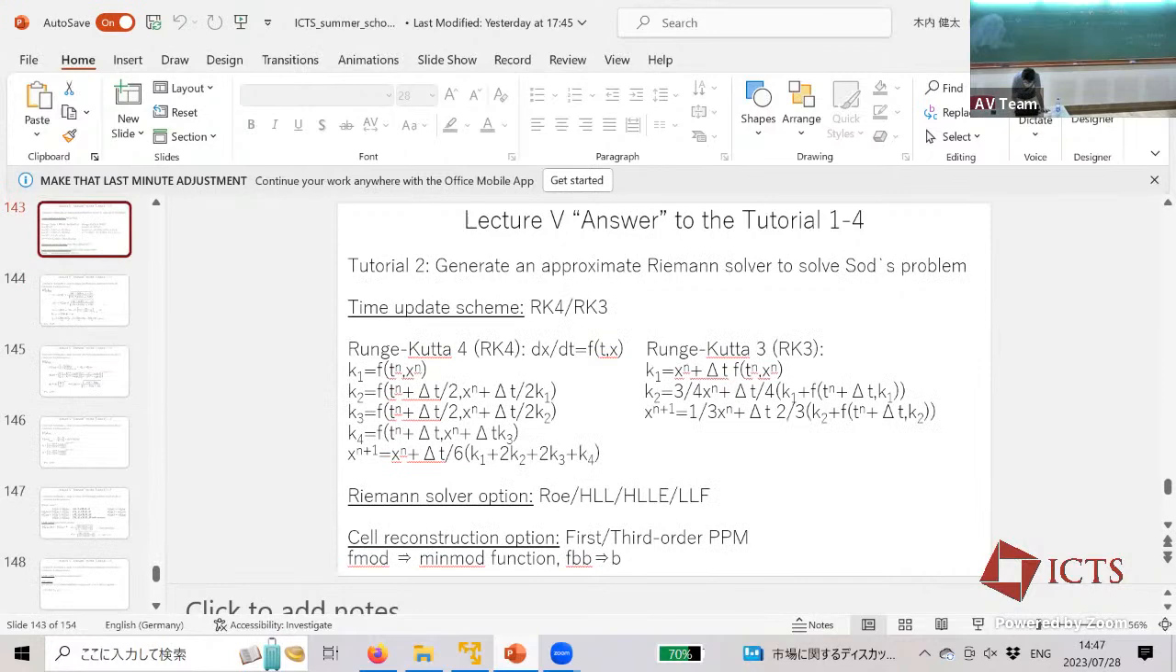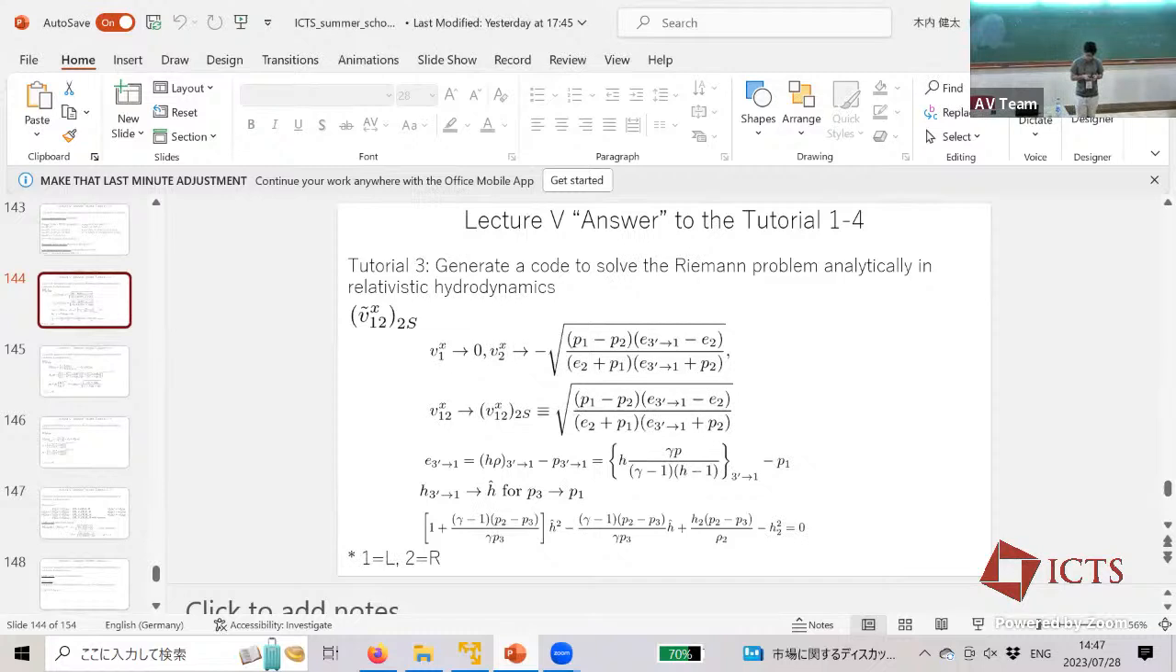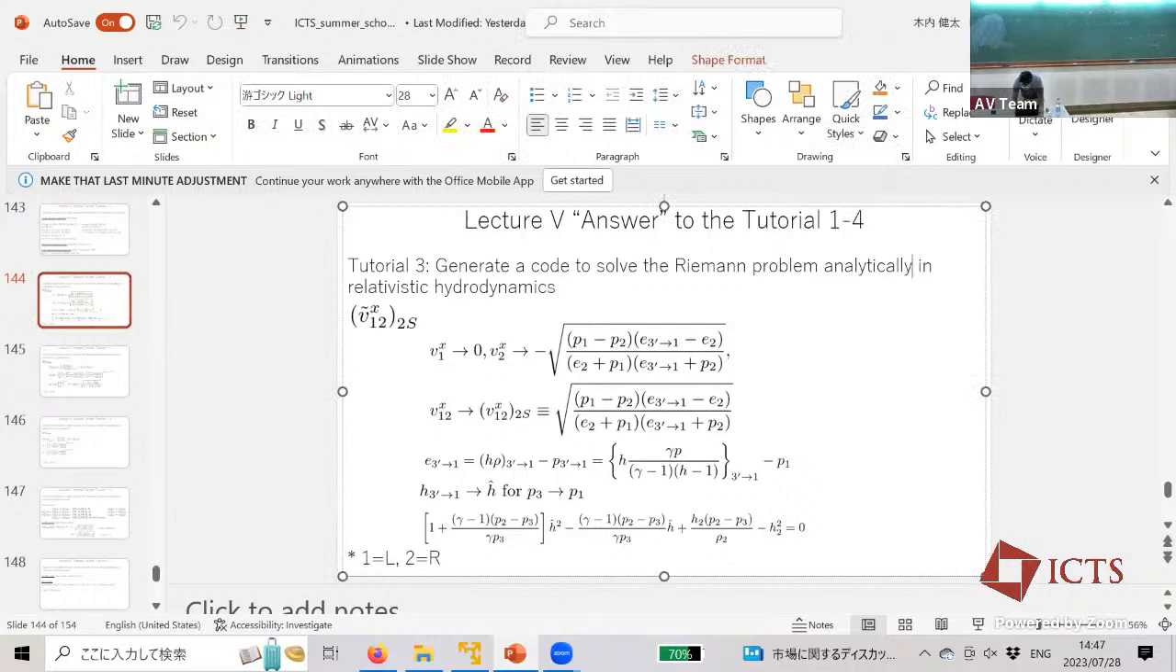Tutorial three is to solve the Riemann problem in relativistic hydrodynamics. This is solved analytically, but not exactly, because you need a numerical computation. So let's solve the Riemann problem in relativistic hydrodynamics exactly. In lectures, I explained that there are three possibilities: a left propagating shock or rarefaction wave and a right propagating shock, or left and right propagating rarefaction waves. But we don't know a priori which is the case for the given initial condition.